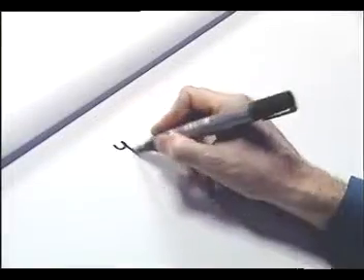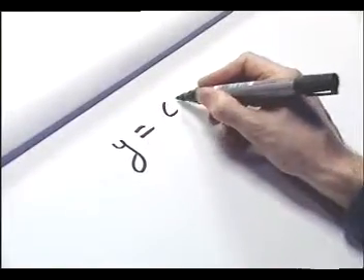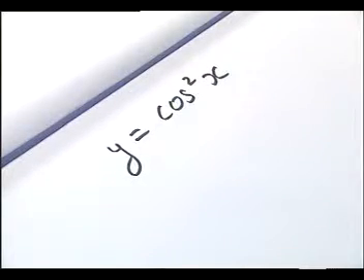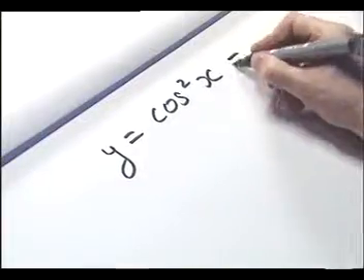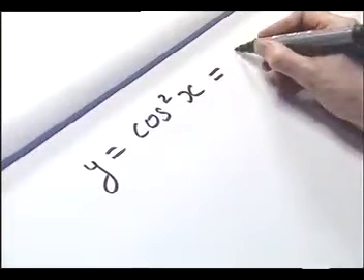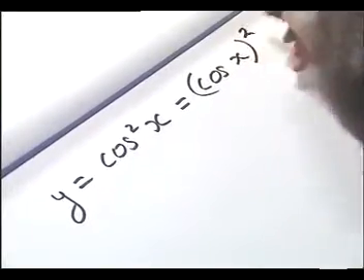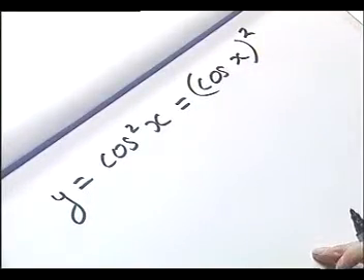Now, let's have a look at another example of this. This time we'll turn it round, so to speak. Let's have a look at cos squared x. Now, how is this a function of a function? Let's remember what cos squared of x means. It means cos x squared. Cos x multiplied by itself.